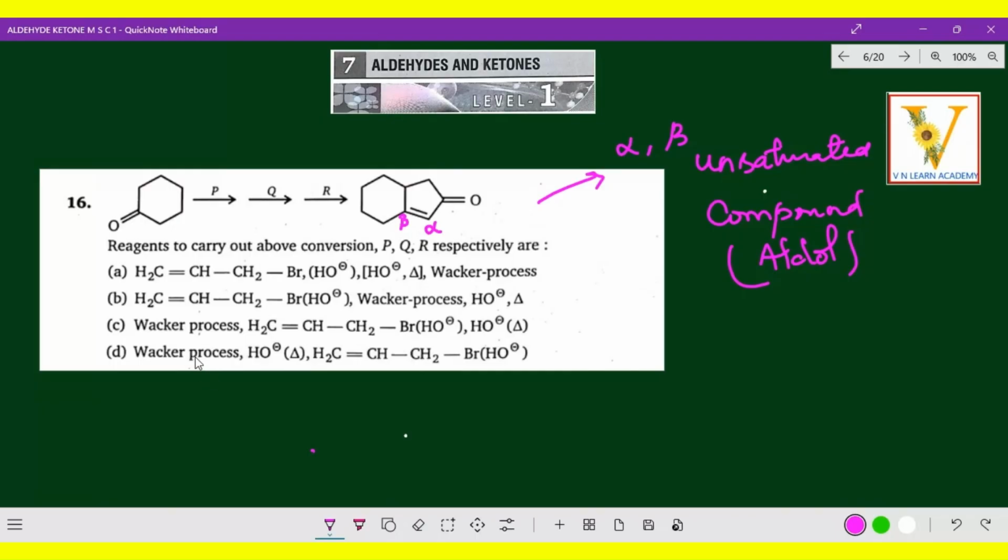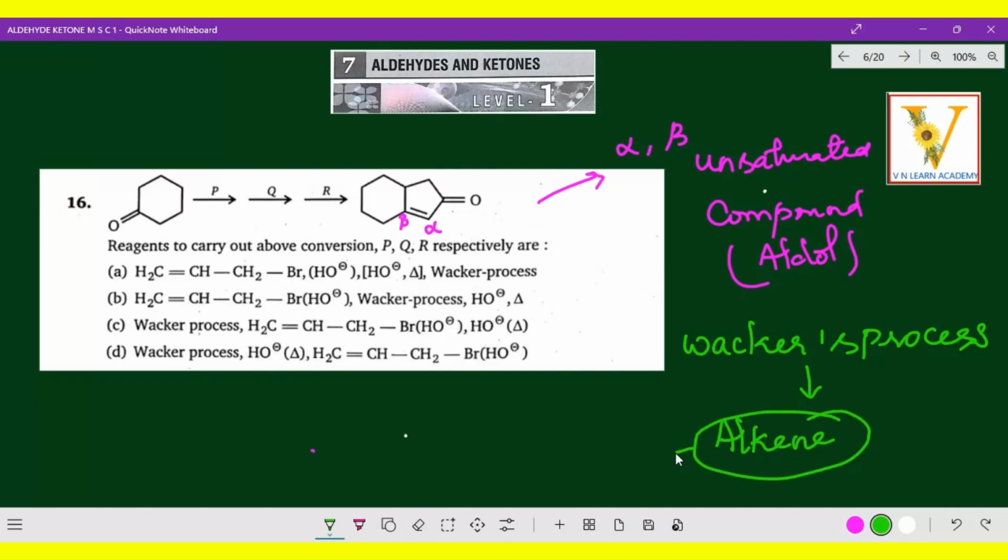Usually, we are going to check mainly Wacker's process. What do you mean by Wacker's process? I will tell you the speciality of Wacker's process. Do you know the speciality of Wacker's process? An alkene double bond is converted to a keto group, that is, a carbonyl group. So that is the speciality. Wacker's process is nothing but an alkene being converted to a carbonyl compound. That is what we call Wacker's process.